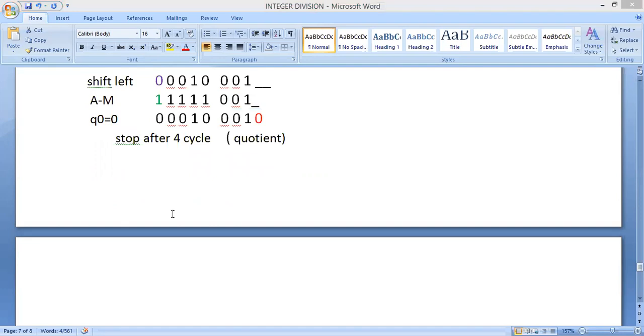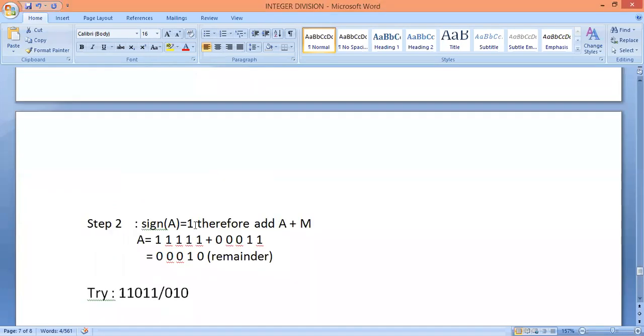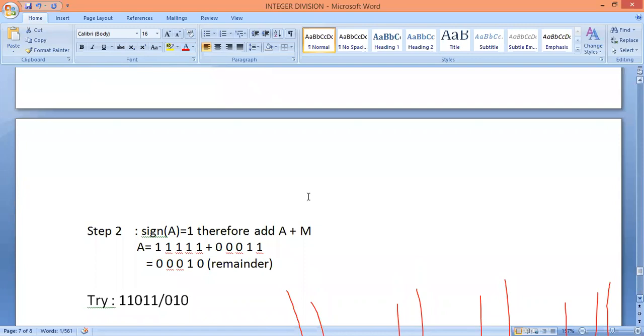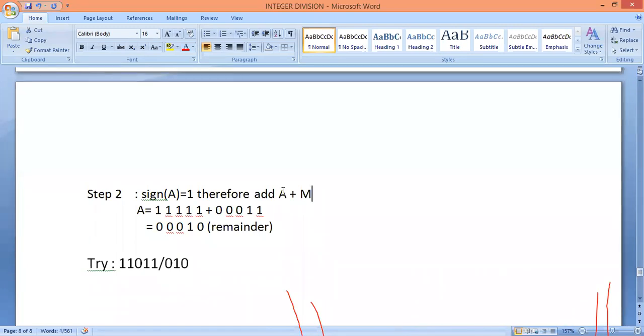Step 2 is that you have to check the sign bit of A. If the sign bit of A is 1, you have to add A plus M. So now check the sign bit of A. What is the bit? This is A, okay? Remember that this is A only. So the MSB is 1. If it is 1, then you have to add A plus M. So therefore we are adding A plus M over here. So A was 1, 1, 1, 1, and we are adding M, 0, 0, 0, 1, 1.